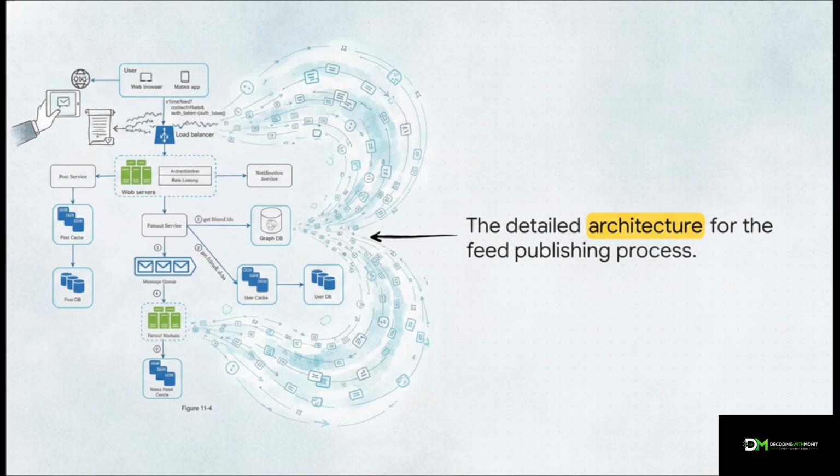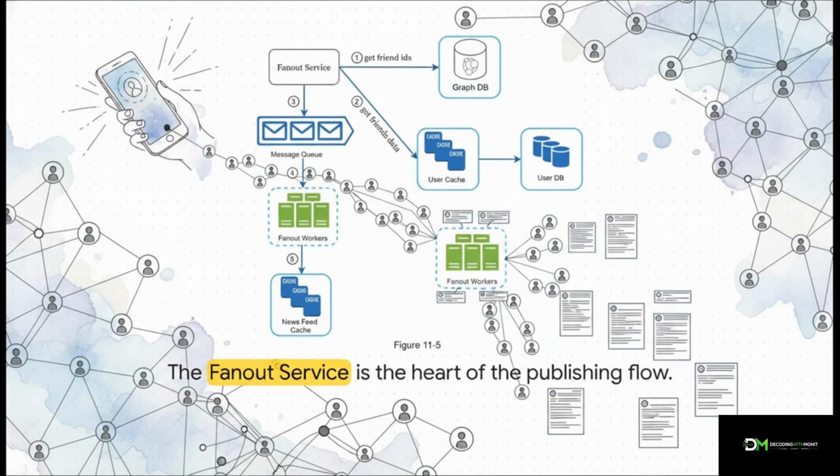Okay, let's follow the data. So your request to post something hits a load balancer, then a web server. The post service is pretty straightforward. It just saves the content to a database. But at the exact same time, that fan-out service we talked about kicks into gear. And this is the crucial part. Its job is to figure out who needs to see this post and then make sure it gets delivered to them. So let's zoom in on that fan-out service, because this is where the real magic, and frankly, the complexity, really happens. When you post something, the service grabs your entire friend list, and then it has to go and update the feed for every single one of those friends.